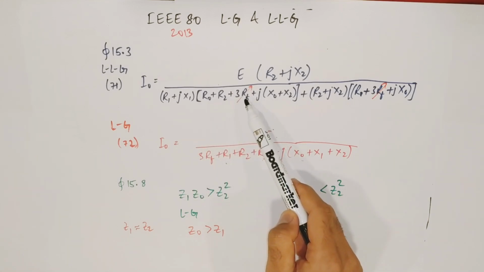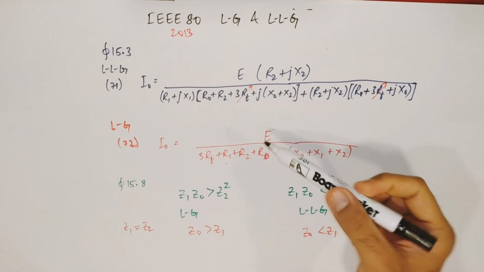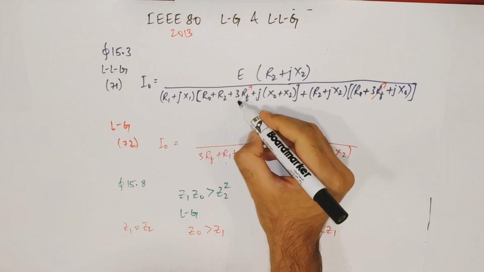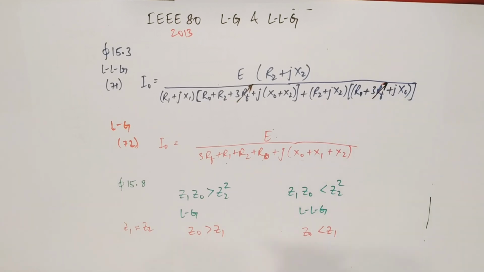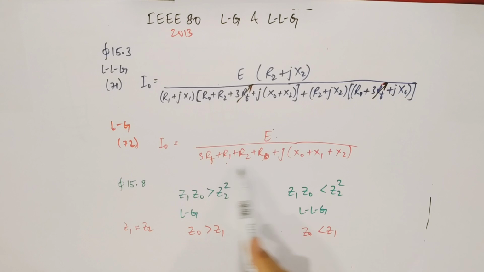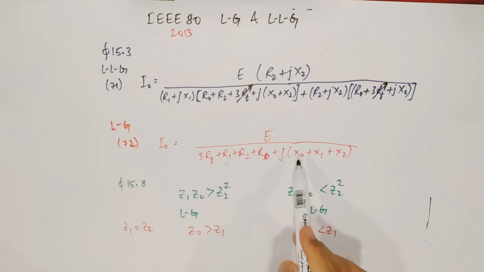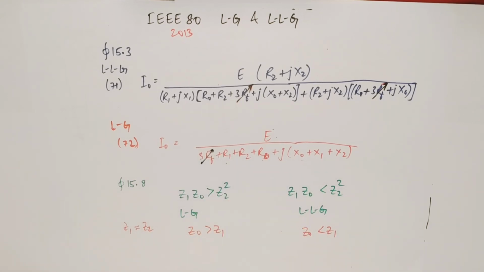Now this 3RF is what we saw as ZF earlier, the fault impedance. Generally we take it as 0, and this standard also suggests that, in order to be on the safer side, you take this value as 0. That's why I have put a cross here. Similarly for single line to ground fault, the formula is the same as what we got. This is positive sequence, this is negative sequence, and this is the sum of zero sequence, and this is the fault impedance. Generally we again take this as 0.